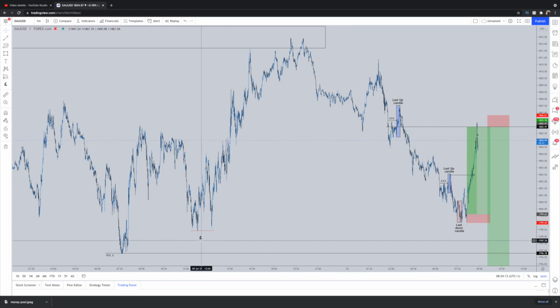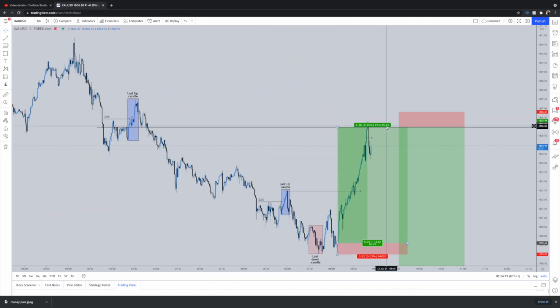So there's money here. There's money here. That's all we care about, man. There's money here. So this is going to be our target if we respect this last up close candle.